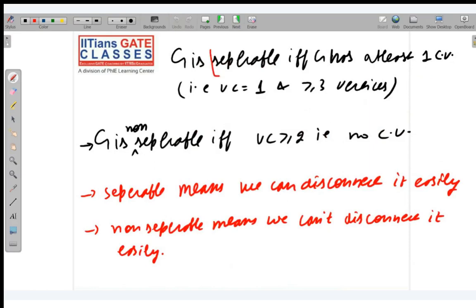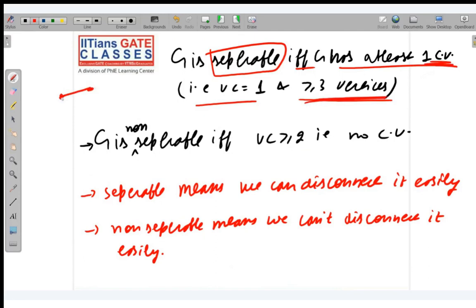Okay, so next another term is coming, separable. G is separable if and only if G has at least one cut vertex, that is vertex connectivity is 1 and greater than equal to 3 vertices. See, if you want a cut vertex, then at least 3 vertices are required. If you have only 2 vertices, then none of them is a cut vertex. So at least 3 vertices are required and vertex connectivity should be 1. Then we will say one cut vertex will be there.